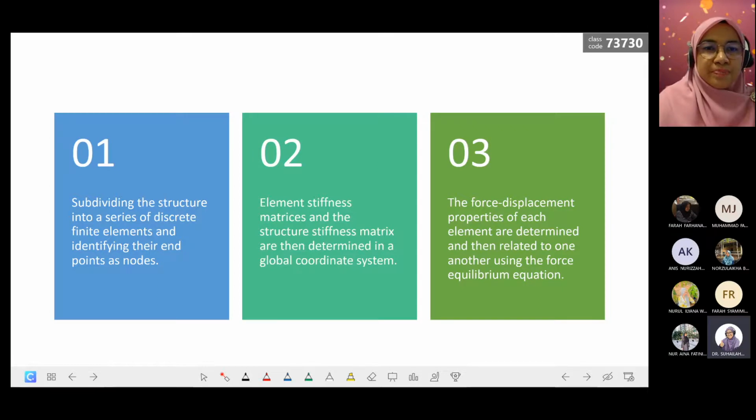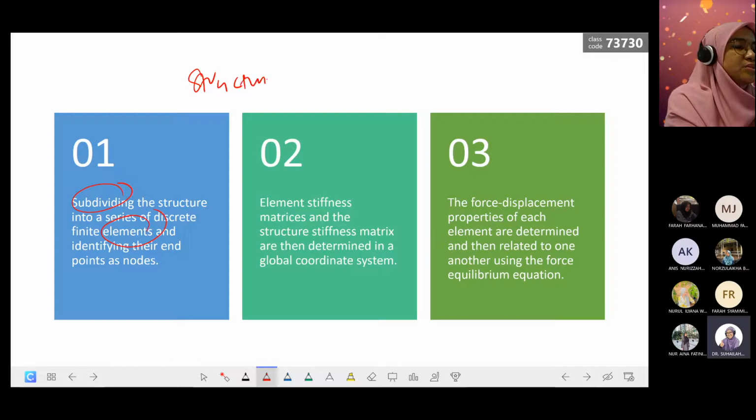The procedures are all the same. Okay, so number one, all students will be given the structure. In order to analyze the structure using the stiffness method, you need to divide the structure into finite discrete elements. Okay, divide the structure into a series of finite discrete elements. Means that from the structure, you need to divide into elements.